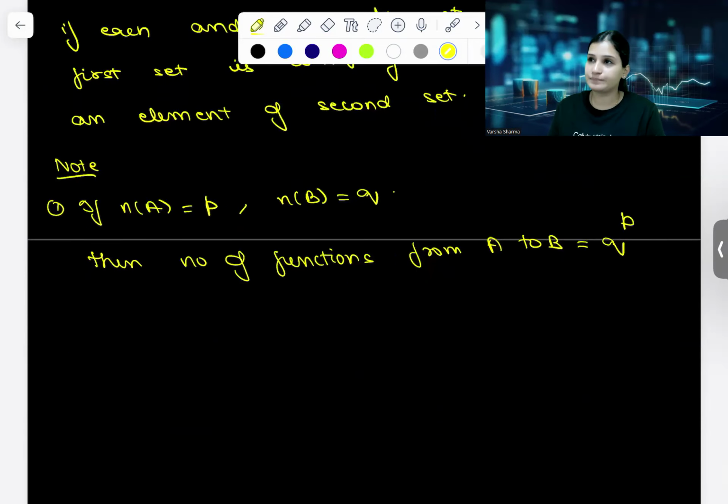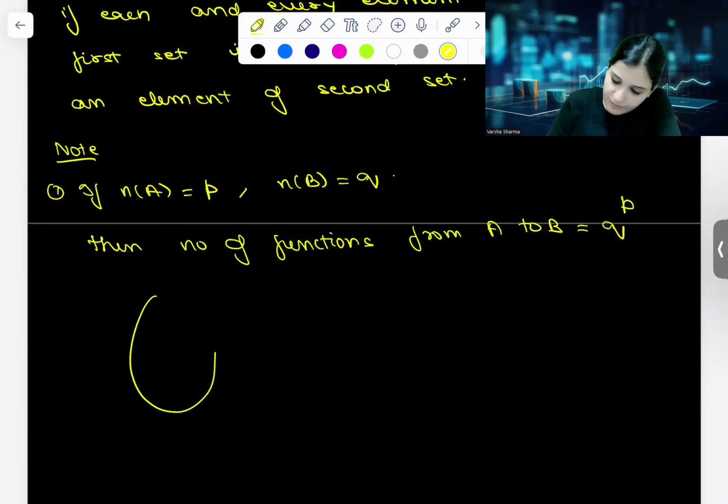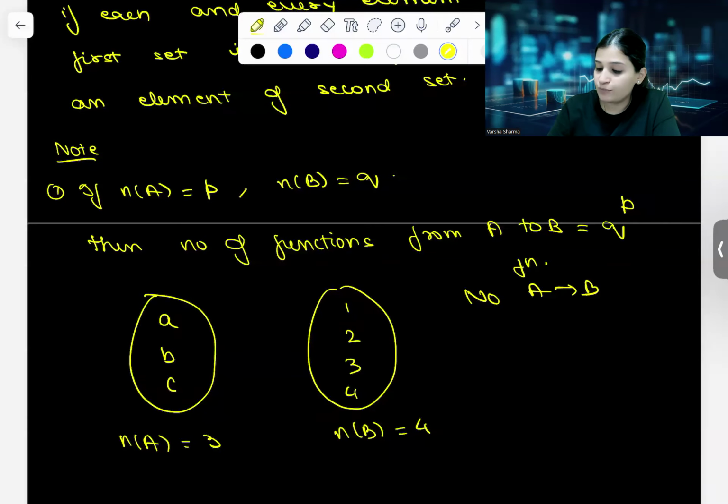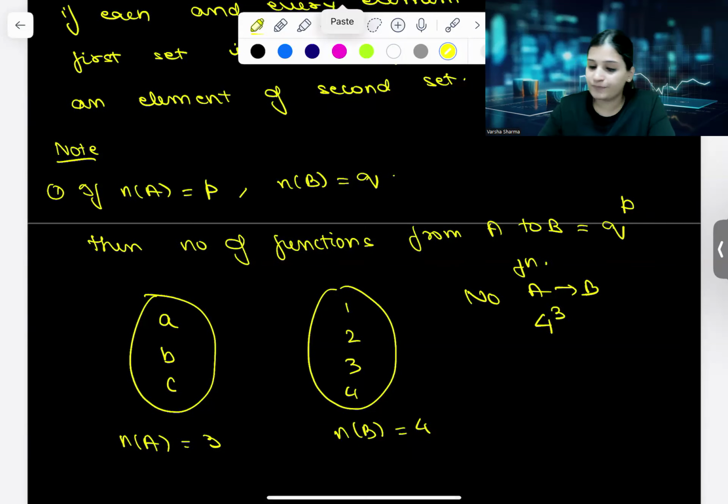I'll explain why. Suppose in my first set I had A, B, C. So the number of elements is 3. My second set may have had 4 elements. So according to the formula that I gave, the number of functions from A to B should be 4 to the power 3. Why? Let's see.